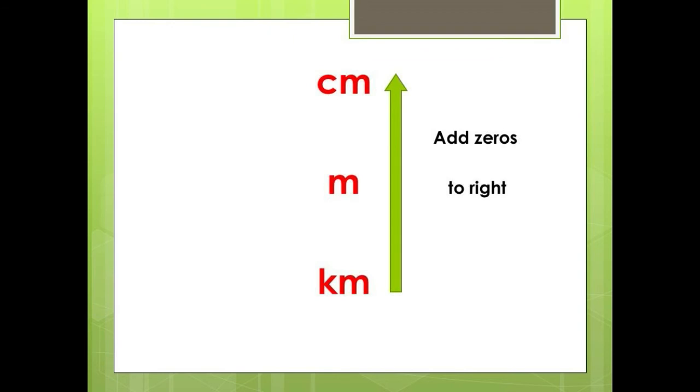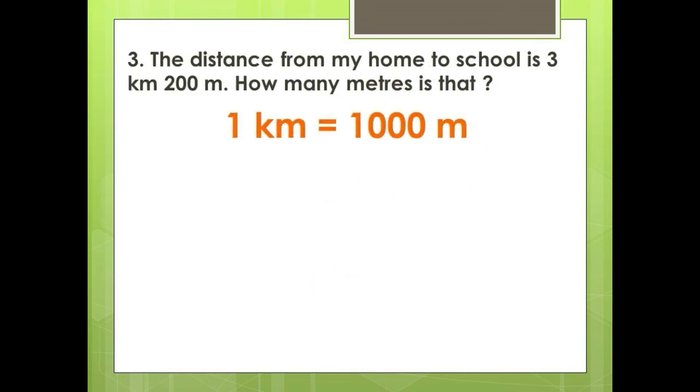So if you want to convert from down to up means we have to add zeros to the right. 1 kilometer equals 1000 meters. See here in question they have given 3 kilometer 200 meter. That equals 3 kilometer plus 200 meter we can write, but we should not add because the units are different. We can separate and write like this, but you should not add.